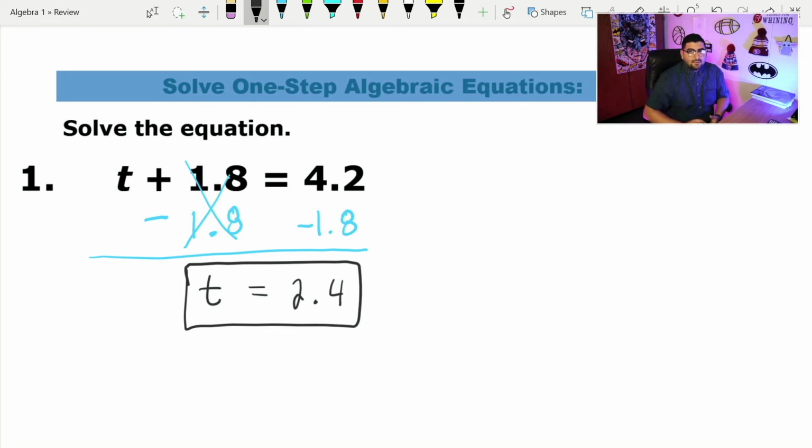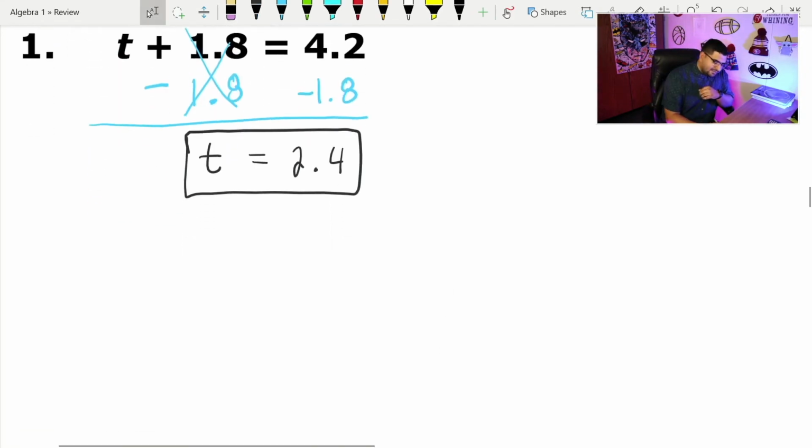Okay, so this is an example of one where they were adding in the beginning, so I had to do the inverse of addition, which is subtraction. So I subtracted 1.8 from both sides, and again, just took one step, now it's solved. Now let's look at the next one.